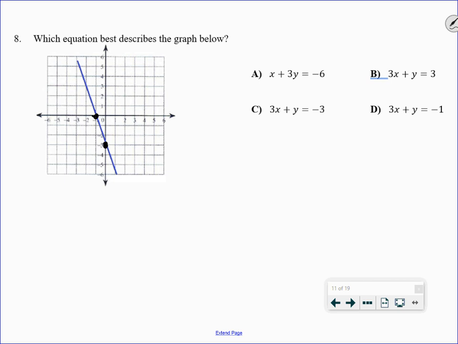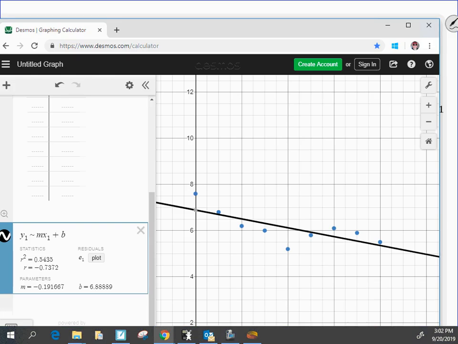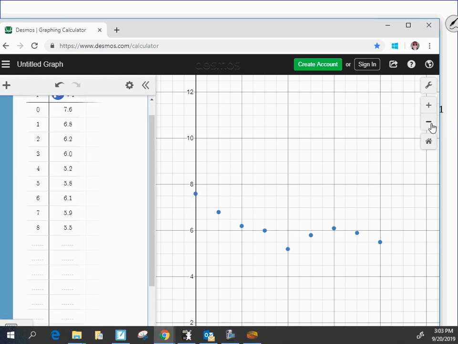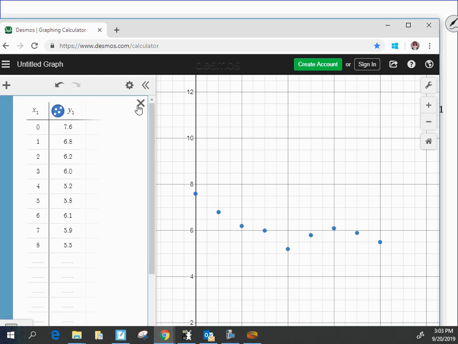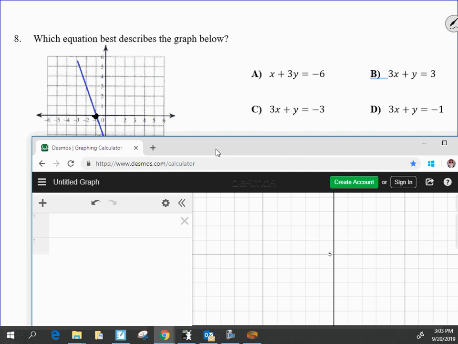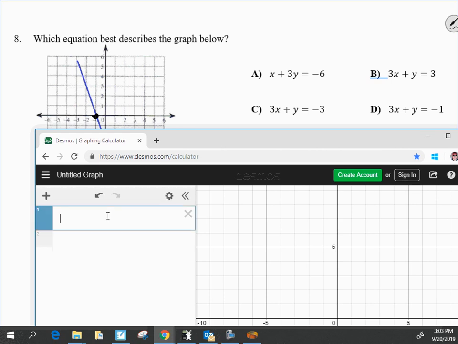You can bring up the equation in Desmos. We'll clear out what we have in Desmos here real quick. This is the last problem we did. Clear it all out. Go back to home. And let's just pick one of these. So I will do A.